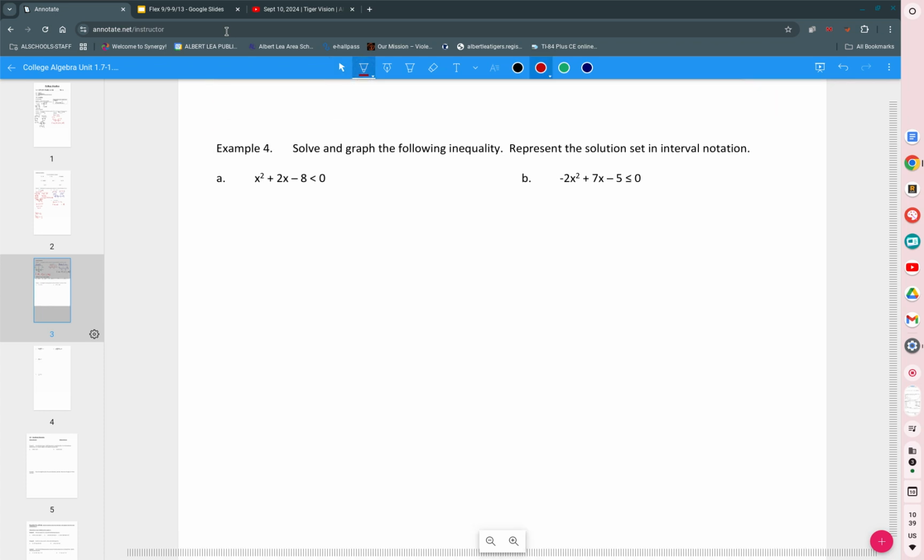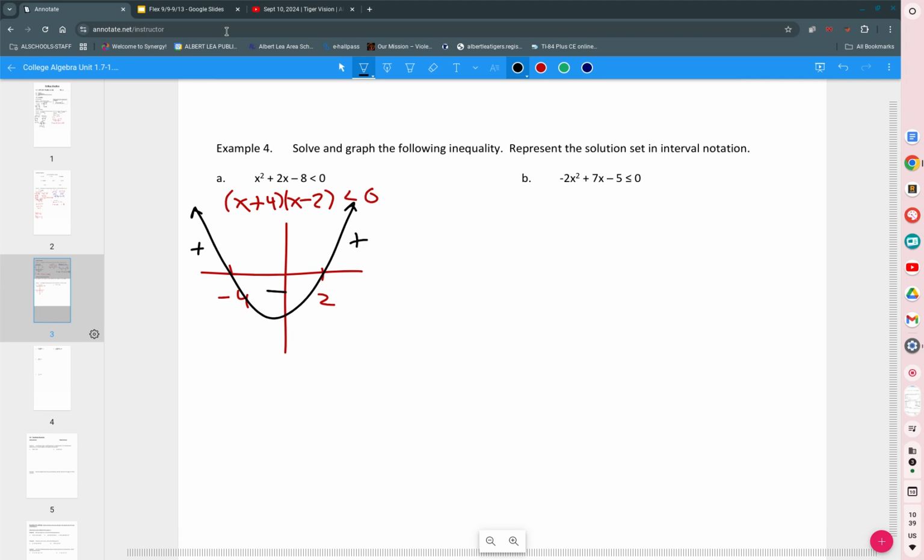Okay, as I do the problem, I factored: x plus 4 and x minus 2 is less than 0. I like to plot the numbers negative 4 and positive 2. This is a positive x squared, so it goes like that. I can see it's positive, negative, and positive. This is the question. A lot of people get to that point.